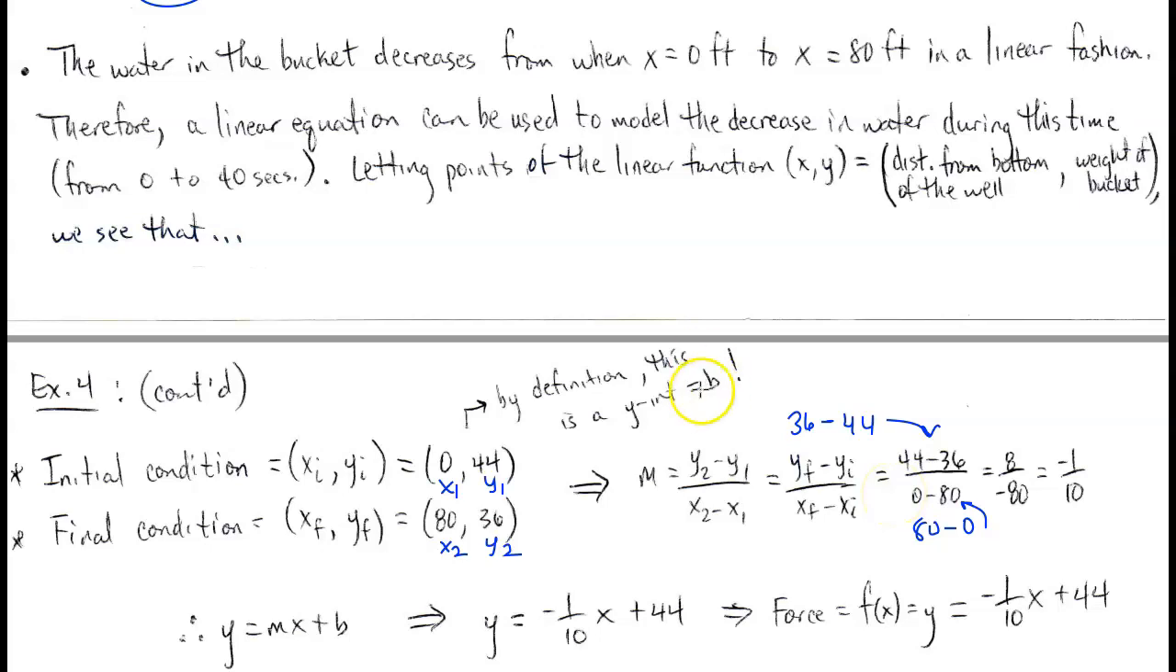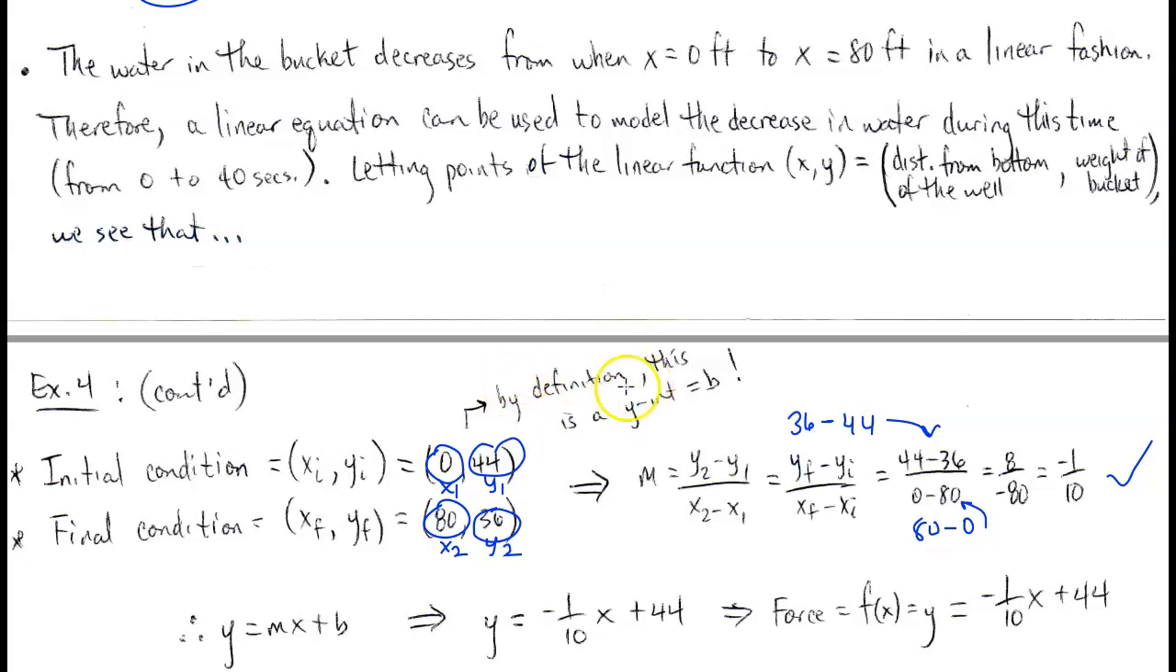I just decided to do it like this, y2 minus y1 over x2 minus x1. I decided to do it that way. It doesn't matter how you do it. As long as you keep the convention straight, you'll still get the same answer. So for here, we see that we have negative 1/10 or negative 0.1.